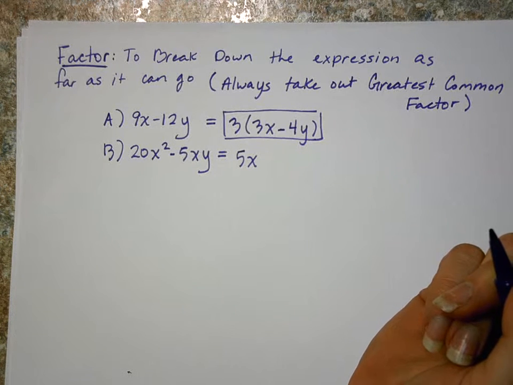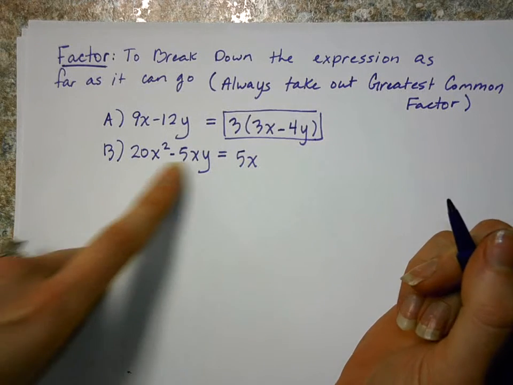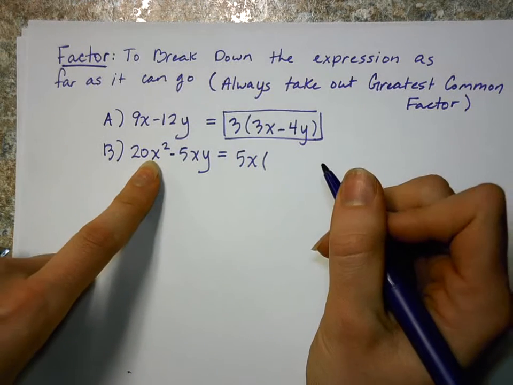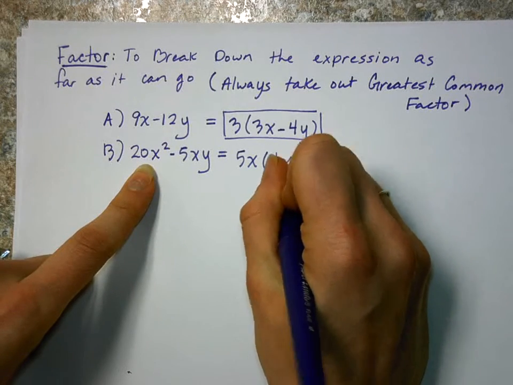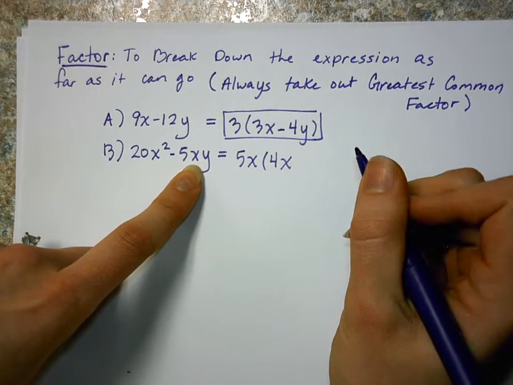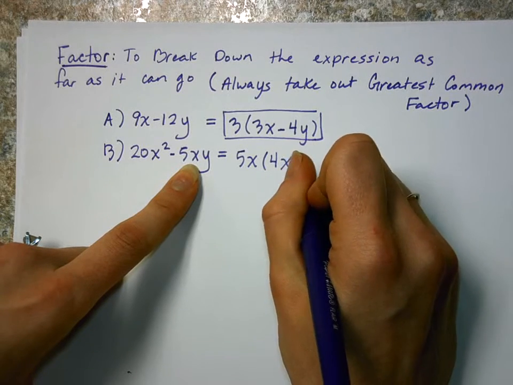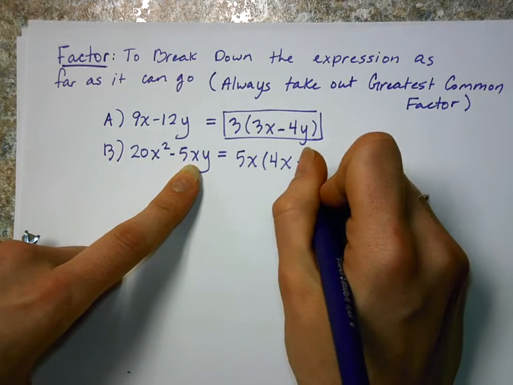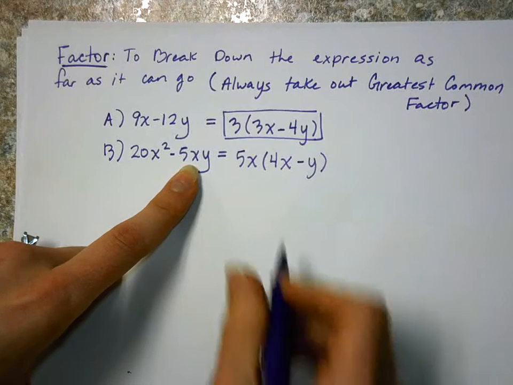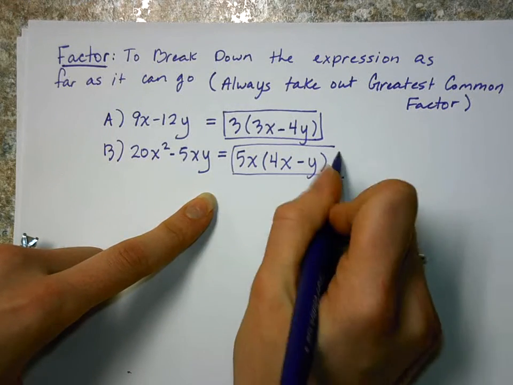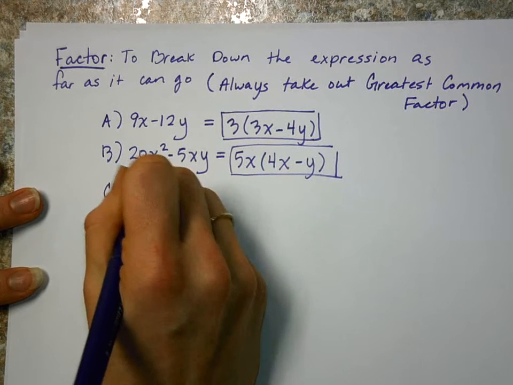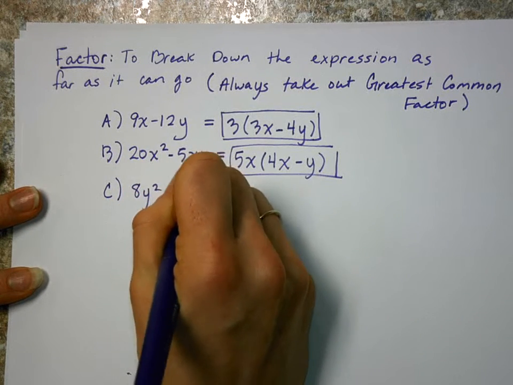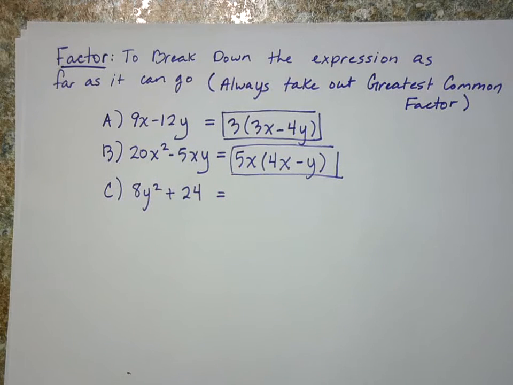Okay? All right, so looking at this here, if we divide out 5x, 20x squared divided by 5x would leave you with 4x. Negative 5xy divided by 5x would leave you with just negative 1y, or we could just call that negative y. And we box it out. Okay, I want you to try this one on your own. 8y squared plus 24. Try that one on your own.